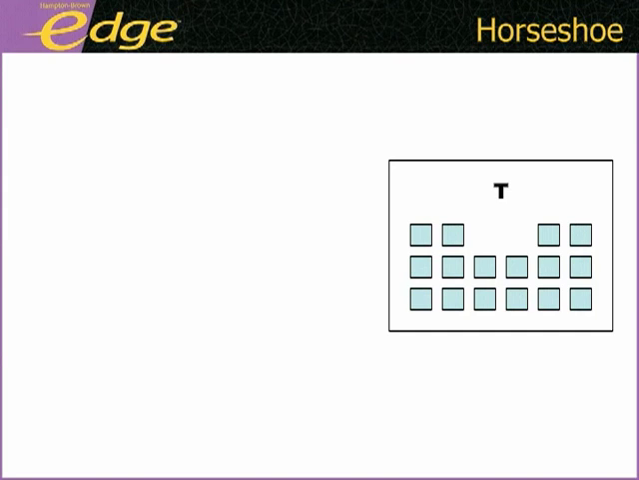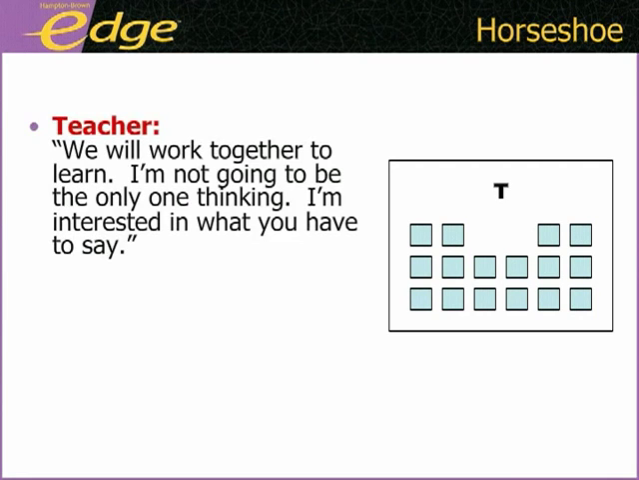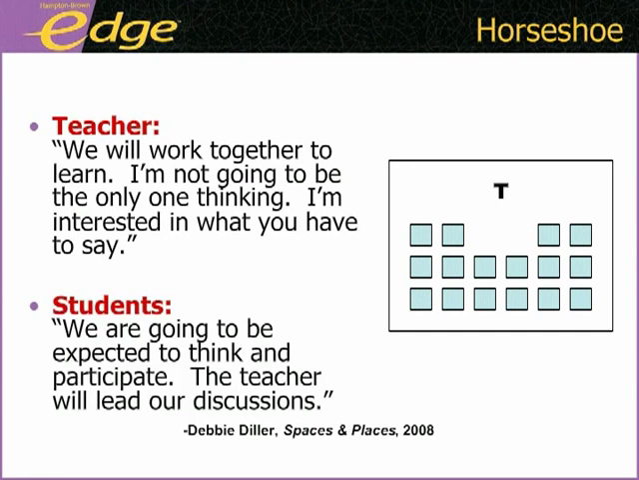When classrooms are arranged in a horseshoe shape, it's as if the teacher is saying, "We will work together to learn. We will have discussions in here, and I'm not going to be the only one thinking. I'm interested in what you have to say." And the students are thinking, "We're going to be expected to think and participate. The teacher will lead our discussions, but we will work together."